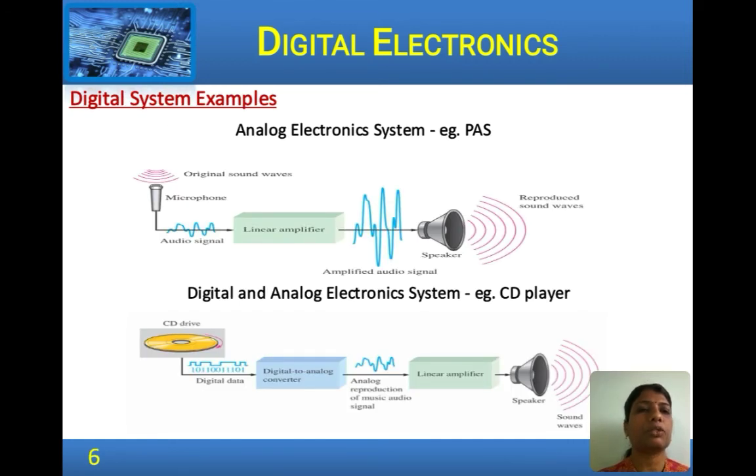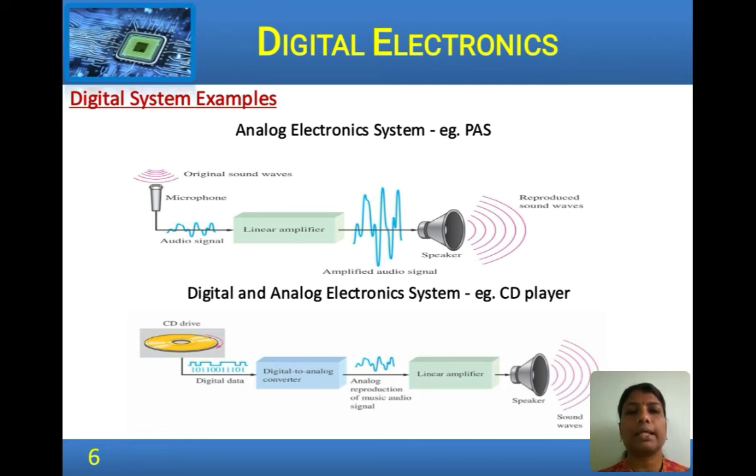These are some examples, one of a pure analog electronic system, another is a combination of analog and digital systems. First is a public address system, which is an analog electronic system. Here the speaker's voice is converted to electrical form using a microphone, and then the signal is amplified by an amplifier and then fed to a speaker which converts it into sound which reaches a larger audience and covers greater distances.